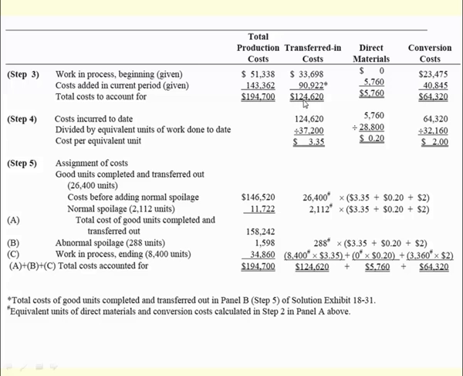Total costs to account for are as follows: 124,620 transferred in cost, 5,760 direct material, 64,320 conversion costs.